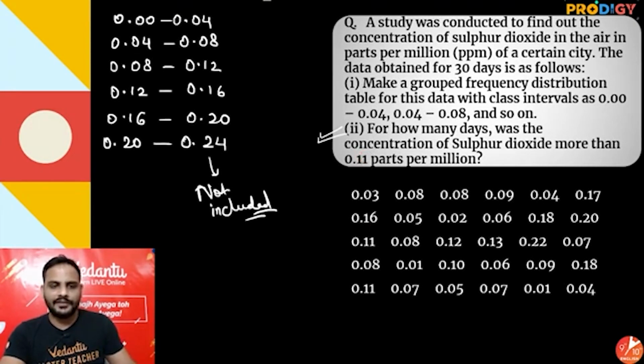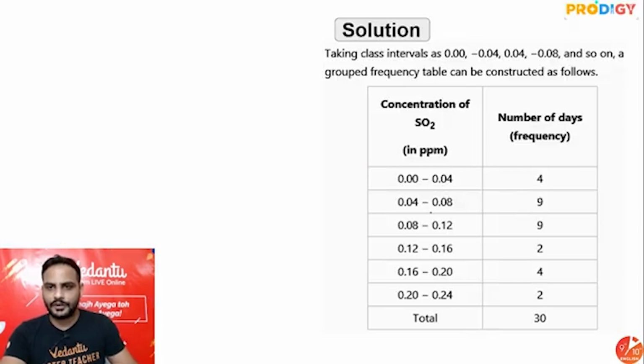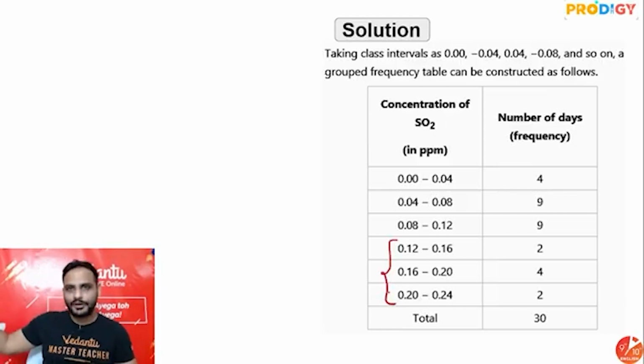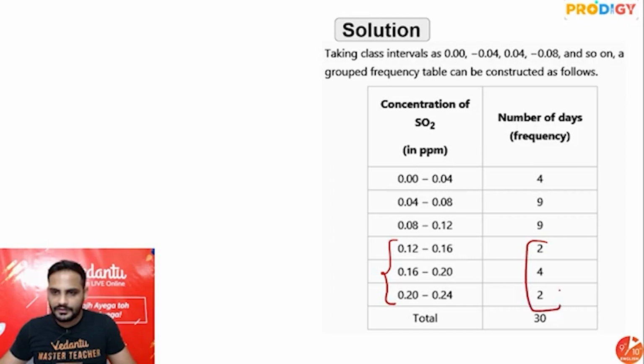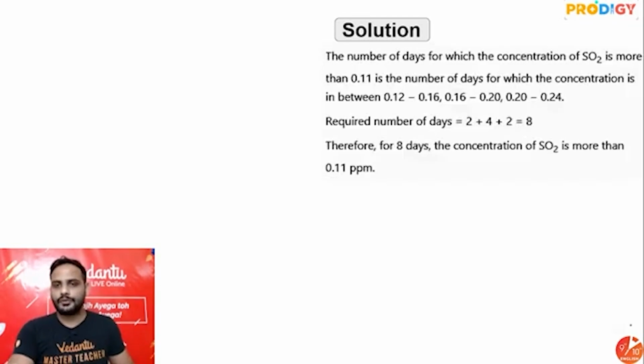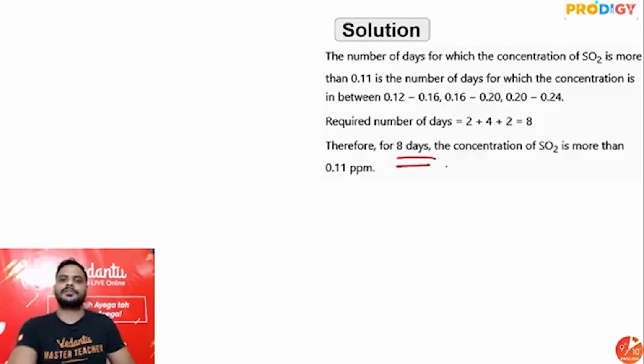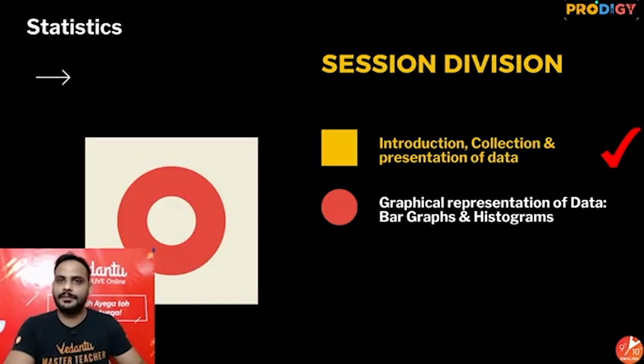Look, okay, if it is saying more than 0.11, then I will say more than 0.11 means 0.12, 0.13, 0.14, 0.15, like that. So all these will be included. So how many days? This 2 plus 4 plus 2, which means 8 days. So for 8 days, the concentration of sulfur dioxide was more than 0.11 parts per million.